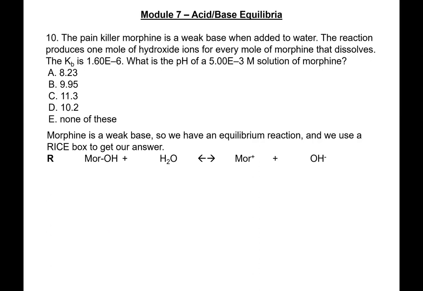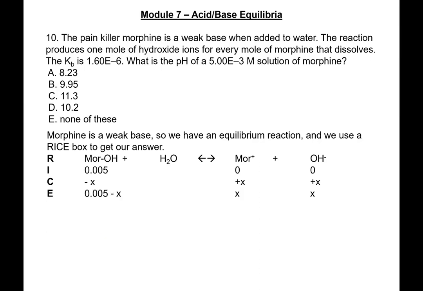We use our RICE box, right? And I'm just going to abbreviate MOR-OH. That's morphine as a weak base. So I put it in water. I lose the OH minus, and I'm left with morphine plus and OH minus as my base. My initial concentration, 0.005, 0 for morphine plus and OH minus. I have minus X dissolving, giving me plus X and plus X. I know that because the problem description says I get 1 mole of hydroxide for every 1 mole of morphine.